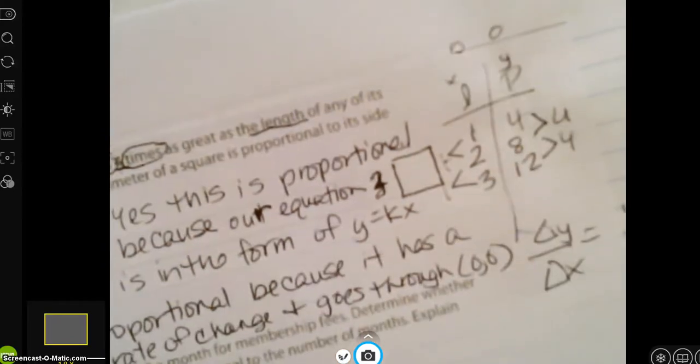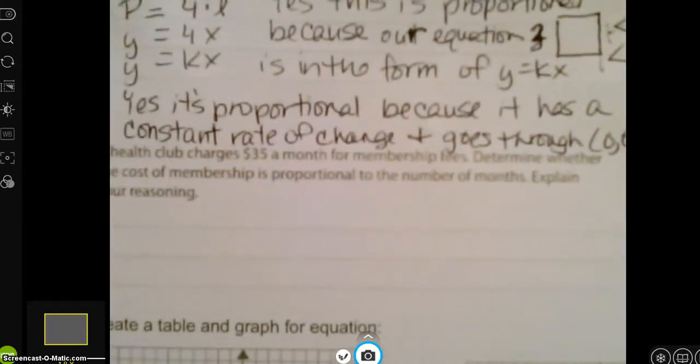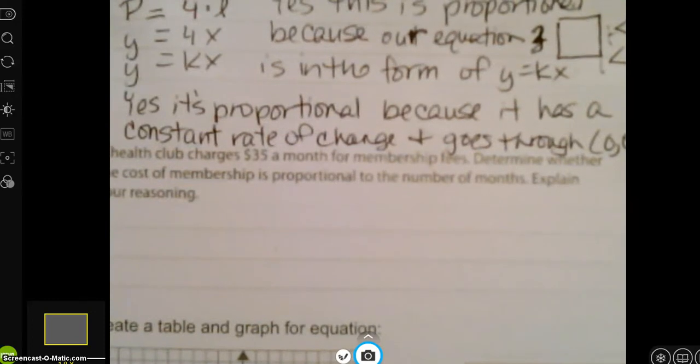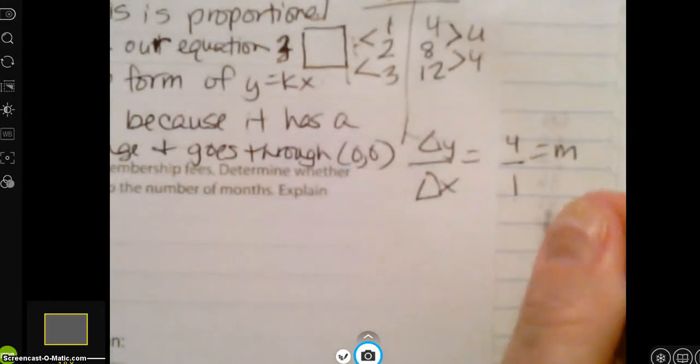Yes, it's proportional because it has a constant rate of change and goes through 0, 0. So it has a constant rate of change, 4 over 1, which is m. But because it goes through 0, 0, it's also k. Okay?